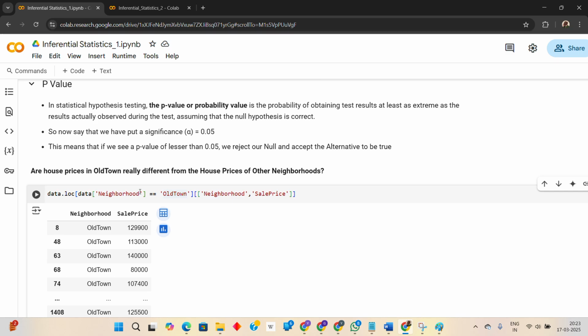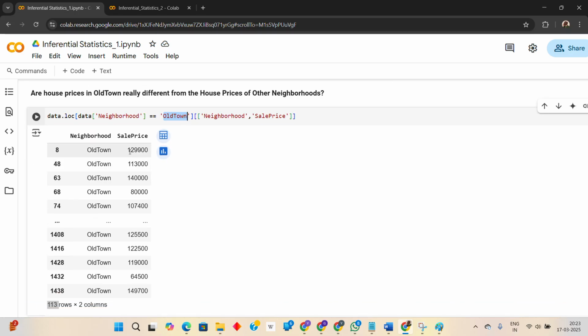Because we are going to estimate from the samples to the population. Here, initially I just took the condition where the neighborhood equals Old Town, and then also took the sale prices, the prices of the Old Town sale price.